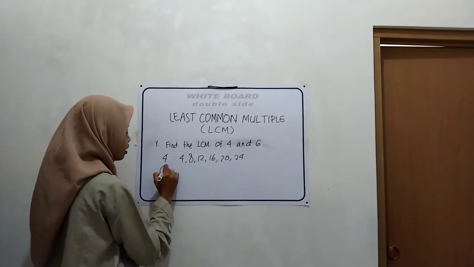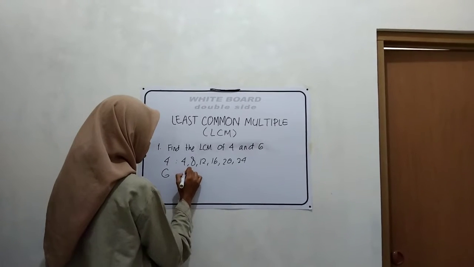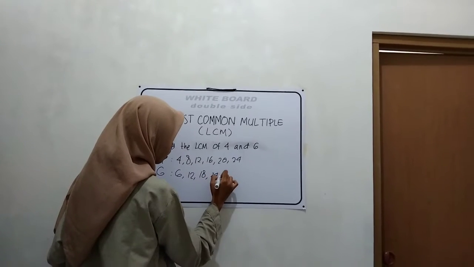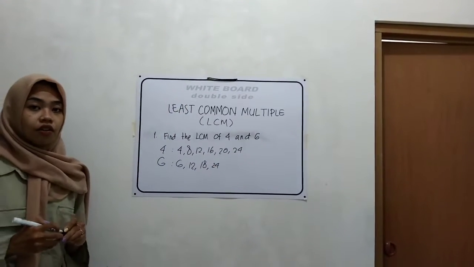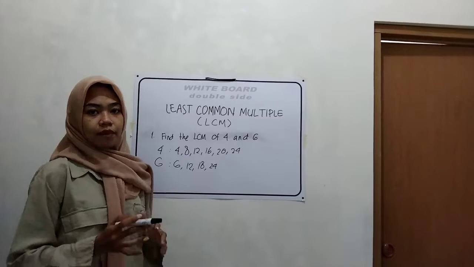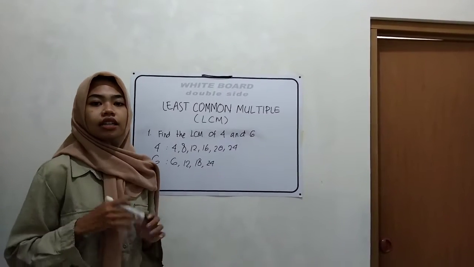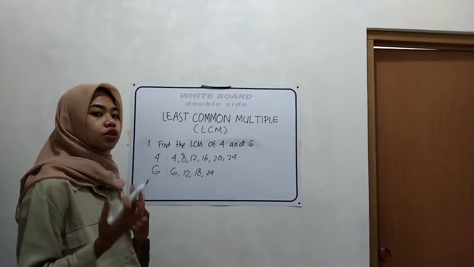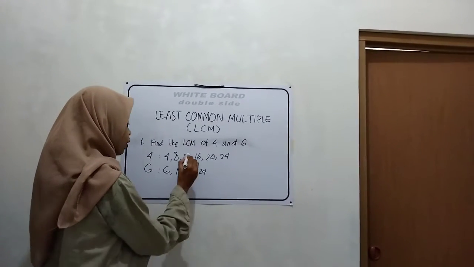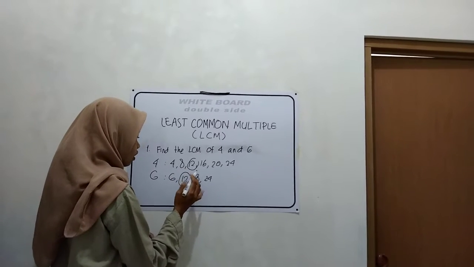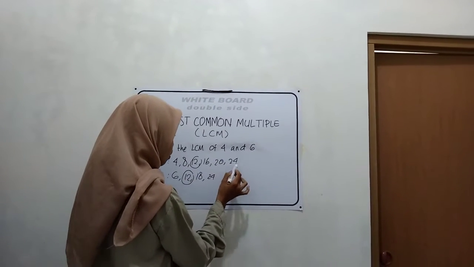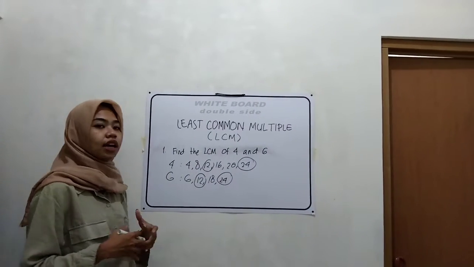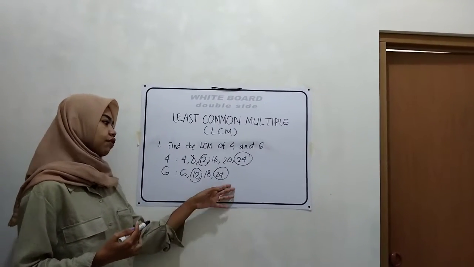Next, we're going to find the multiples of 6. 6 times 1 is 6, 12, 18, 24, and it keeps going. Now, the second step is to circle the same multiples. I'm going to circle 12. 6 no, 16 no, 20 no, 24 and 24. So we have 12 and 24.